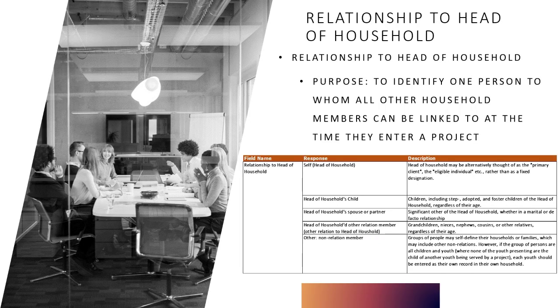Within each household, the relationship for each household member must be identified in HMIS. For a single household member, the relationship to head of household will always be self. For each remaining household member, the relationship entered will depend on the household composition and how the head of household identifies each of the members.